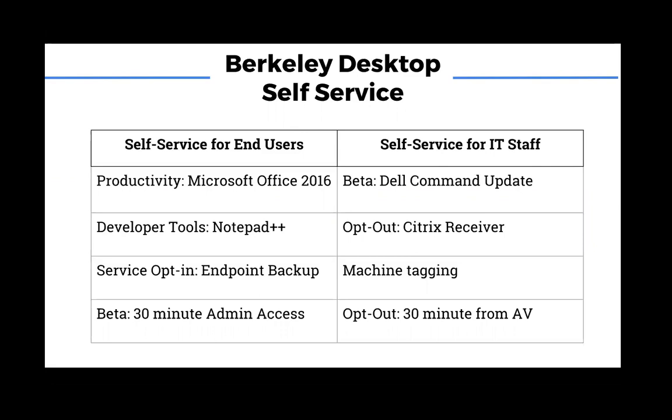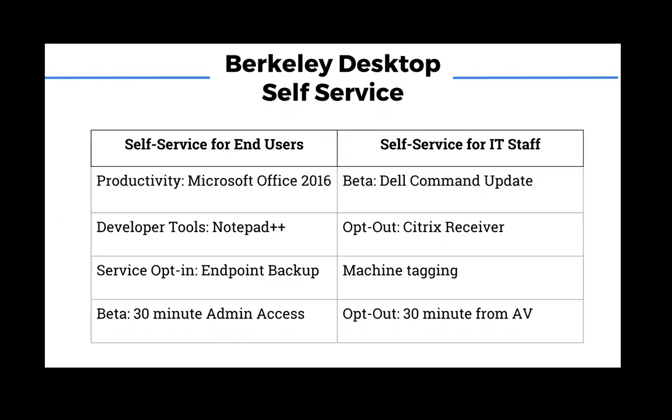So if you have our default image, for example, we always put on the latest version of Office for every platform. But if you enroll a machine into our service, we then have Office in self-service. If you're on Windows and want a developer tool, like Notepad++, we have a whole arrangement. In a number of cases, if you want to enable endpoint backup software, that's in self-service. And we've been beta testing this 30-minute admin that lots of people have tried.